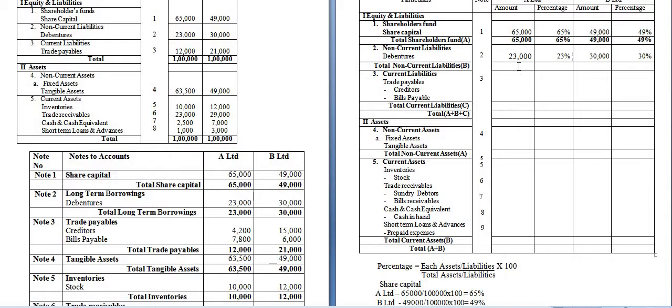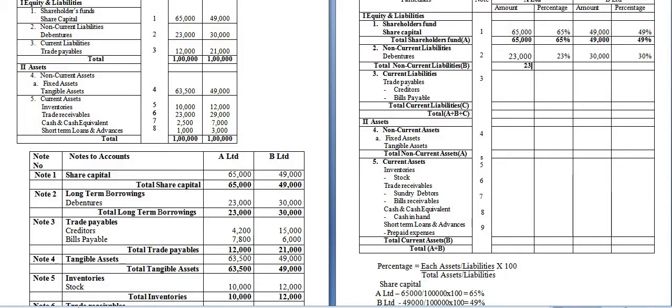Okay. Done. Now next line write. In non-current liabilities only one item is there. Okay. So next line write total non-current liabilities. Heading is total non-current liabilities in bracket B.